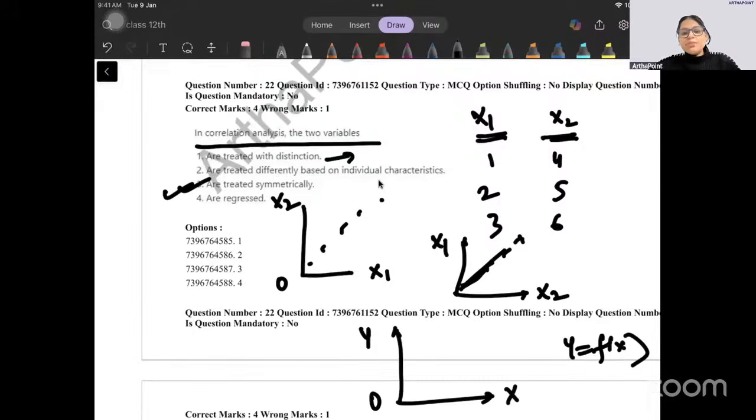So the variables don't have any distinction. कोई भी दो variables हो सकते हैं. There is no distinction in the variables, right? They're not treated differently, right? You just give me the value, I will plug it in the formula and give you the answer, right? So they're treated symmetrically. माने उनका symmetricness है. Any of the variables can be taken on the x-axis, any can be taken on the y-axis. This is all it means. So answer will be C.